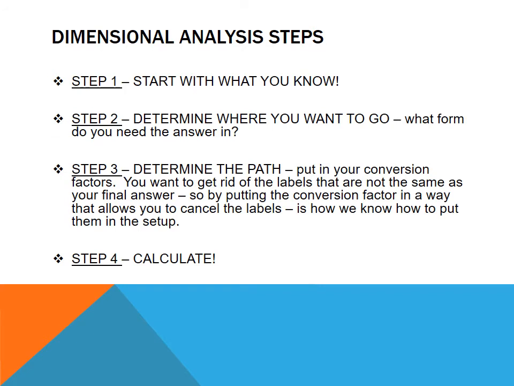Dimensional analysis steps. Step 1. Start with what you know. Step 2. Determine where you want to go. What form do you need the answer in? Step 3. Determine the path. Put in your conversion factors. You want to get rid of the labels that are not the same as your final answer. So by putting the conversion factors in such a way that allows you to cancel out the labels is how we know how to put them in the setup. And finally, step 4, calculate.